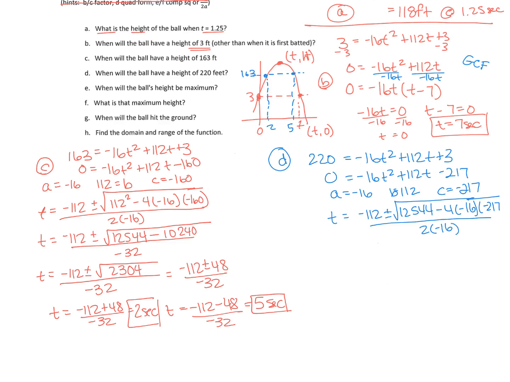So now I'm going to clean up underneath that radical a little bit. I have a negative 112 plus or minus the square root of 12,544. Now this is a negative times a negative times a negative, so I know my answer is going to be negative, but I don't really know what it is. Let me grab my calculator. 4 times 16 times 217. Looks like I'm getting 13,888.